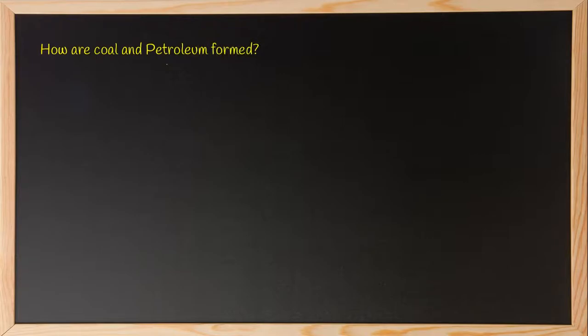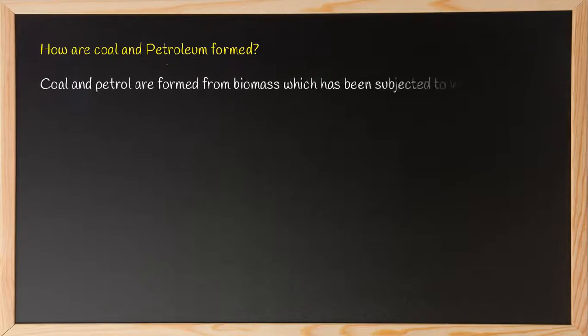How are coal and petroleum formed? We have discussed that coal and petrol are very important and very active in combustion. But how actually are these two compounds formed? Coal and petrol are formed from biomass which has been subjected to various biogeological processes. Bio means something which is living mass, subjected to various biogeological processes, biological and geological processes.